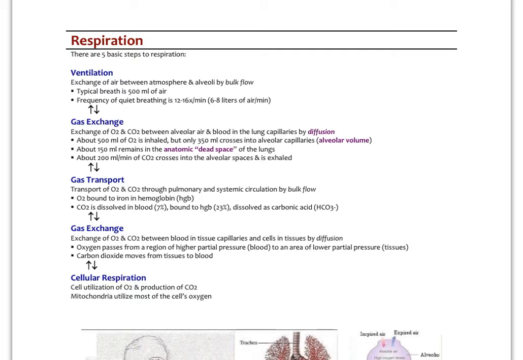Interestingly, there's always a little volume of air in the lungs. Even if you try to maximally exhale, some air remains in the lungs, and that's called the anatomical dead space. About 200 milliliters of carbon dioxide crosses into the alveolar spaces and is exhaled. The transport of oxygen is via hemoglobin, and carbon dioxide is transported to the lungs primarily dissolved as carbonic acid in the blood.